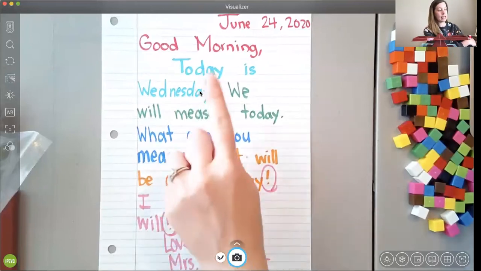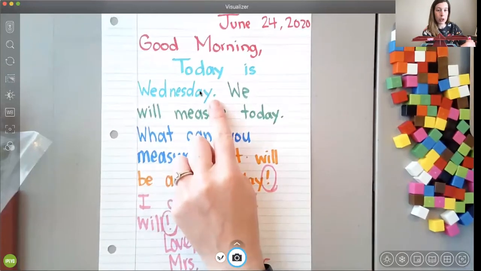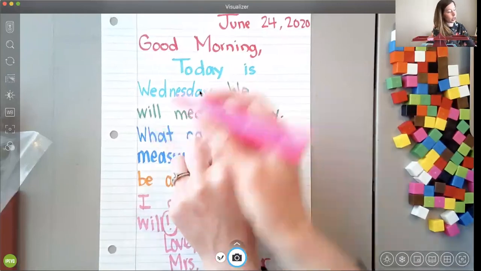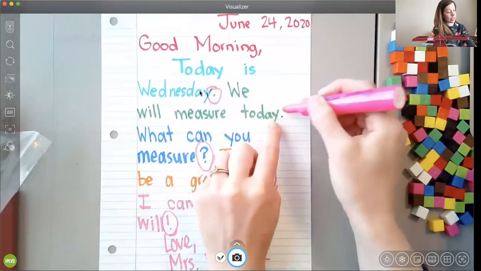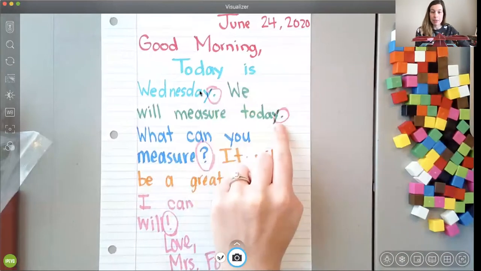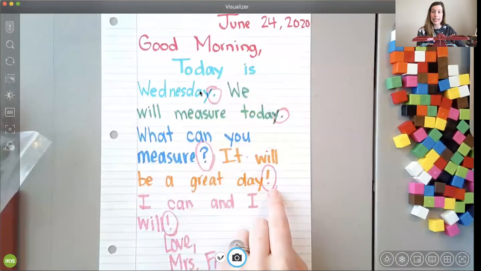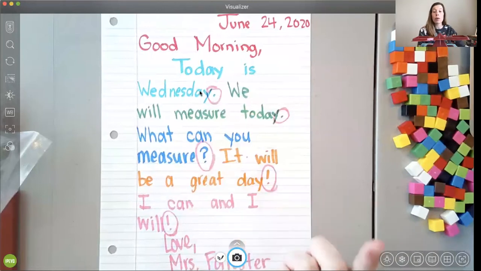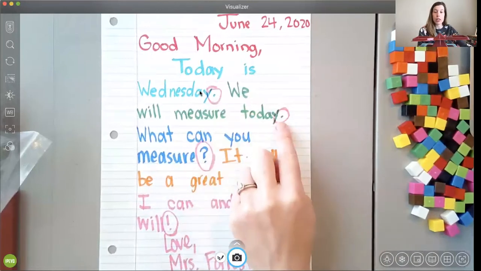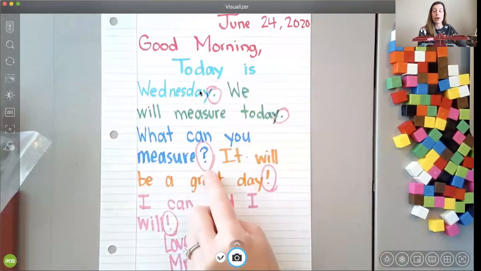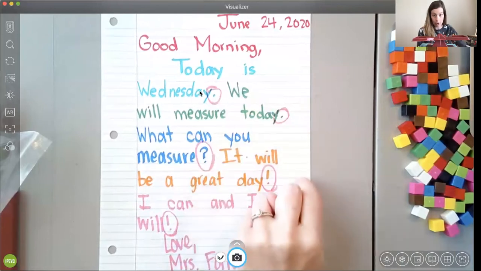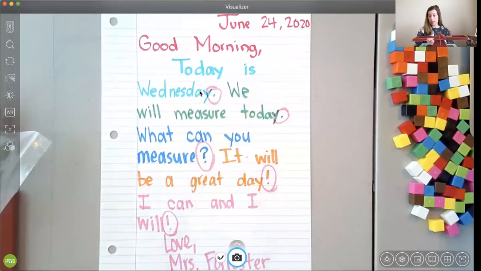What is this punctuation mark called? I'm pointing to it. Yes, it is called a period. Good. Remember, we use periods after we have stated something, right? We use question marks to ask questions, and we use exclamation points when we are excited. But we always use one of them because that lets our reader know that we have stopped talking, okay? We have finished the sentence.